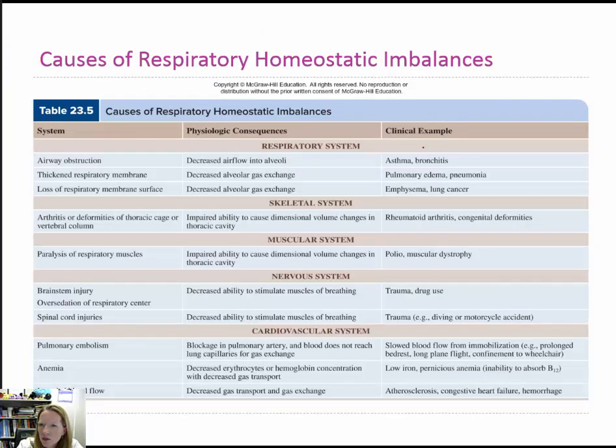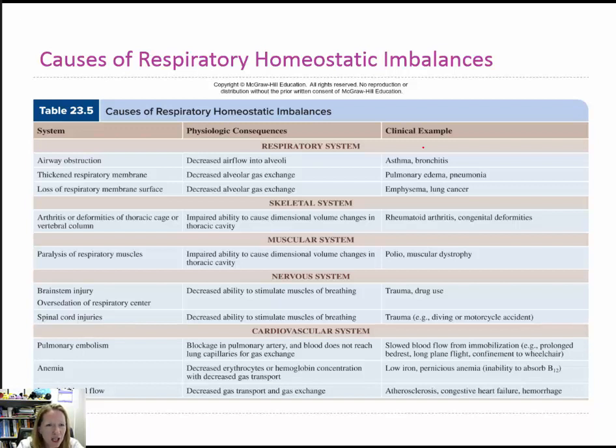These are nice little causes of respiratory homeostatic imbalances you might want to look over and see if we hit a lot of them. Asthma, there's pneumonia on there, emphysema. It shows some of the issues that are going to occur because of it.